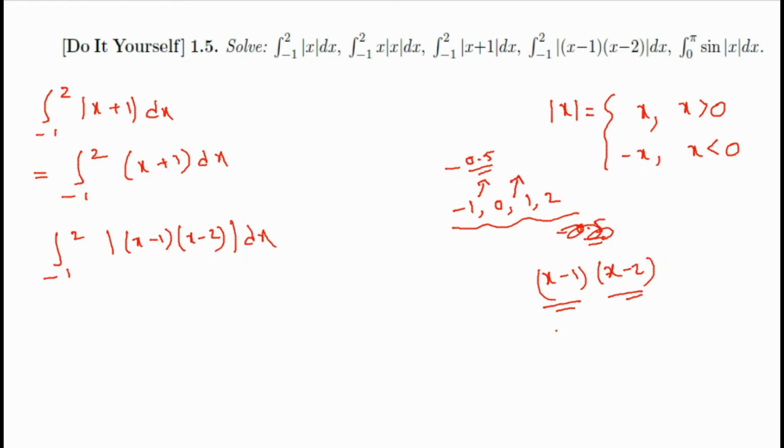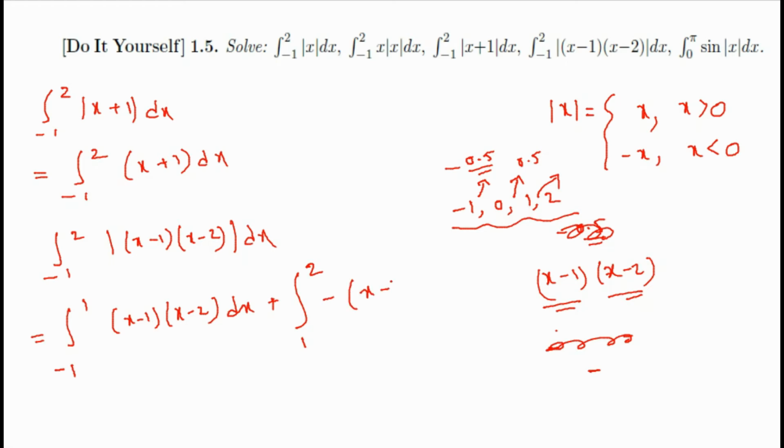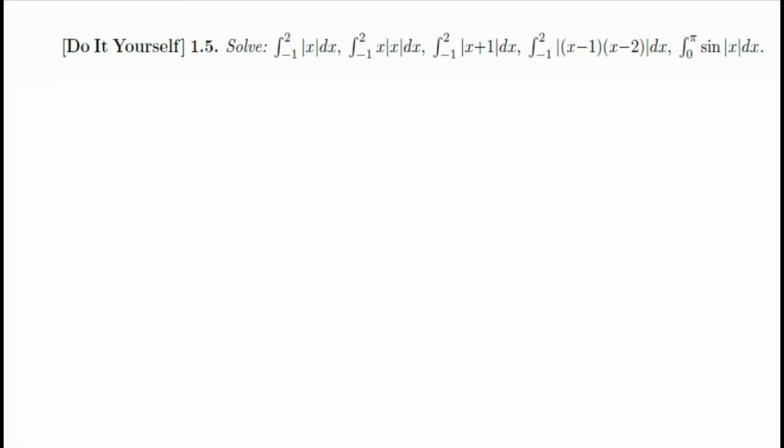Again, if you take x equal to 0.5, that means this is negative, again this is negative, so ultimately this is positive. And if x is greater than 1, then this is negative. So this function is positive from minus 1 to 1, so you can write x minus 1 into x minus 2 dx, and negative from 1 to 2, so you write minus of x minus 1 into x minus 2 dx. So you can just integrate as usual.